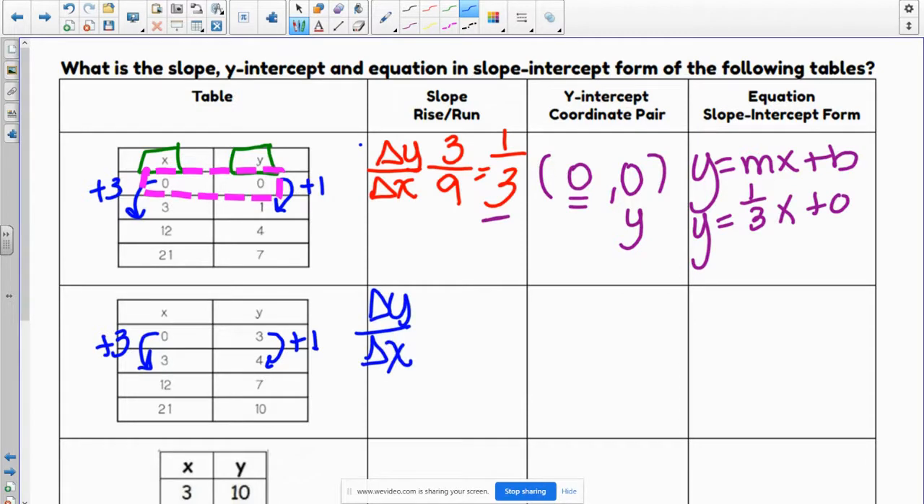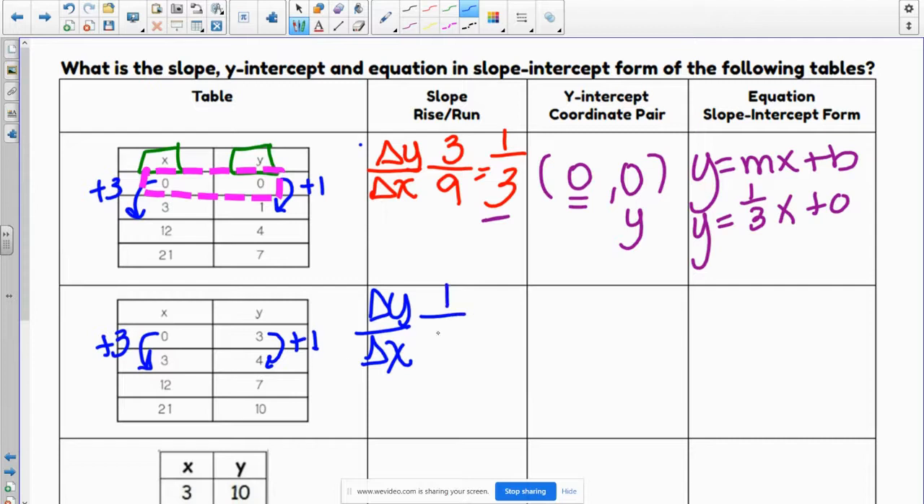Rise over run. I always joke, why do I have to rise in the morning? And you always run from your x. So that's how, if you want to remember it that way, you rise. Why do I have to rise in the morning? A lot of teenagers think that, and then you run from your x. So change of the y was 1.